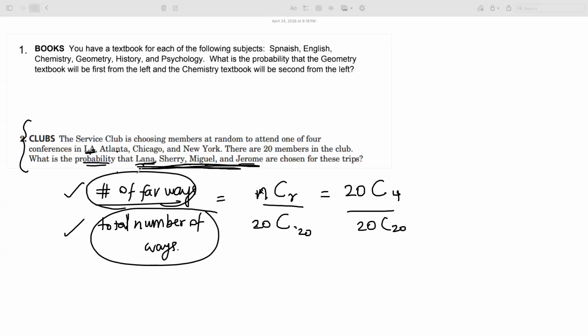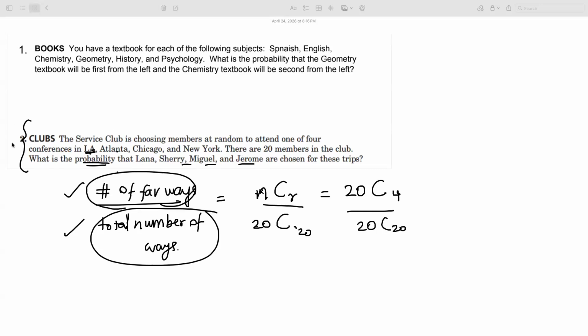Yes, Priya. Now, what is the number of favorable ways here, guys? I feel like we made a mistake here. What is the number of favorable ways? Picking Lana, Sherry, Miguel, and Jerome, right? We are not going to have any order. So how many ways to pick these 4 out of the 20? Wouldn't it be 1 because they're talking about a group of people? Yes. It is only Lana, Sherry, Miguel, and Jerome.